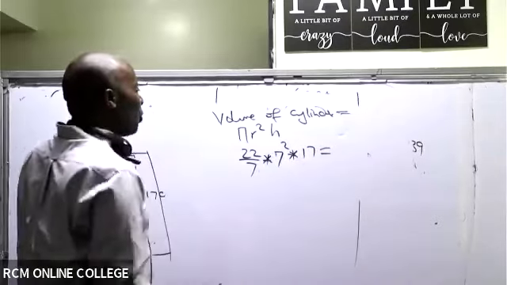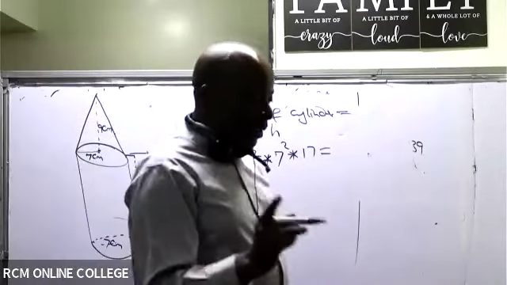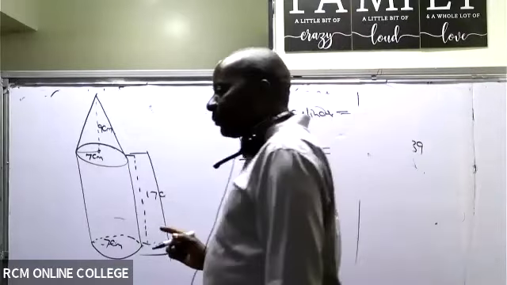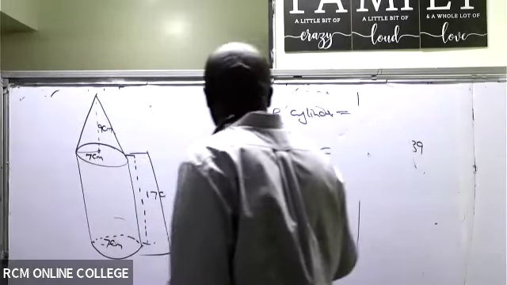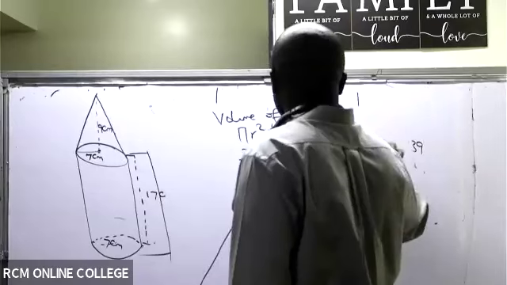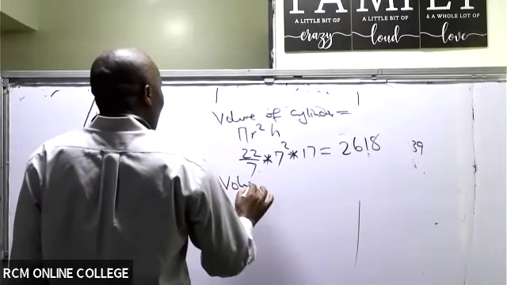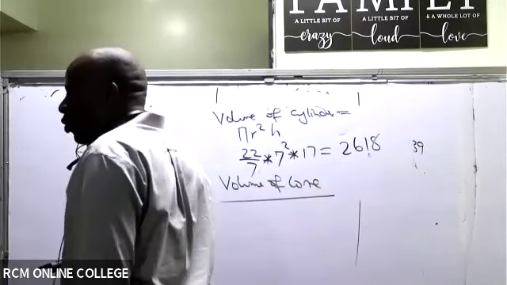So is there somebody who is able to give me the volume of the cylinder first? According to Christine Motuo, it is 2618. And then from there you come and give me the volume of the cone.